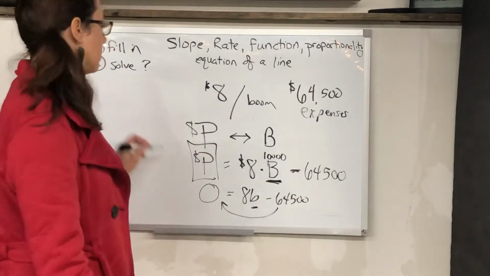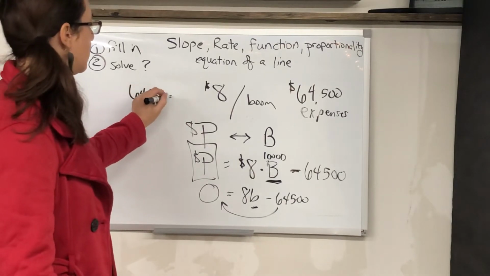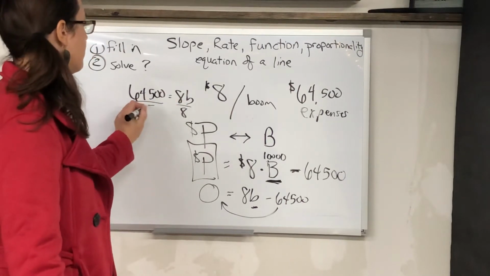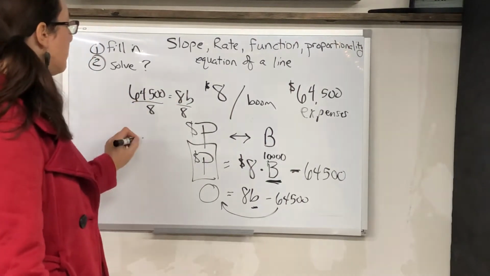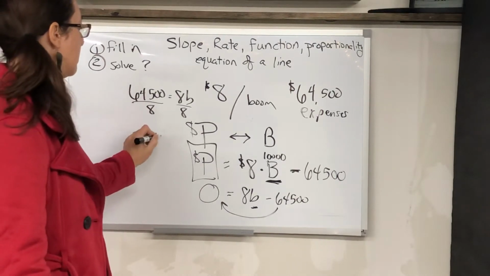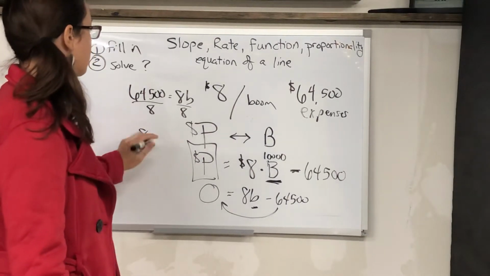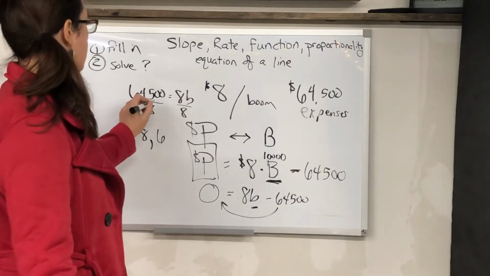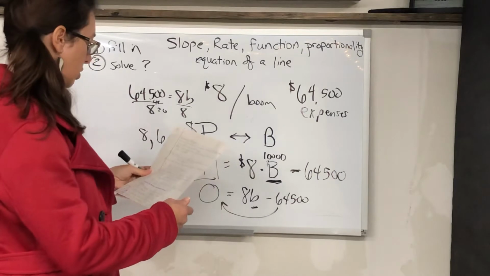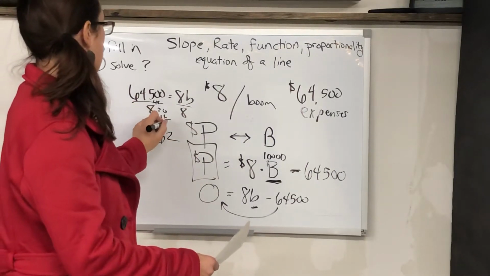This is the same as we learned at the very beginning. So we have 64,500 equals 8B. We're going to divide by 8. 64 divided by 8 is 8. Right? 8 goes into 50. 8 times 6 is 48. 20, so we've got close to, and 2, 16, 45.